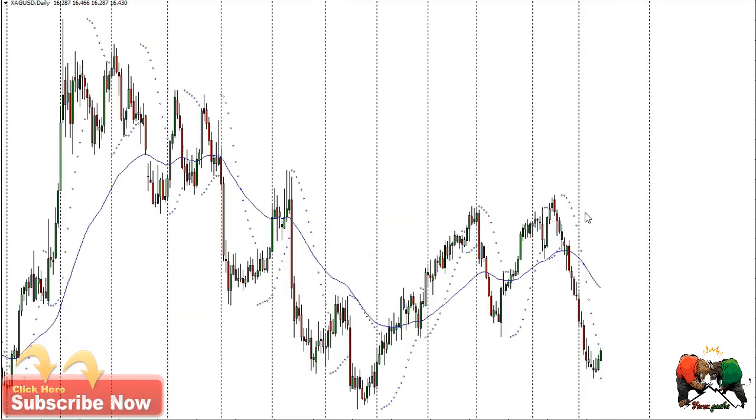So really nice trading system, pretty straightforward. You just put your stops on the other side of the dots. When the dots reverse, you jump out. If you do it the pure way, you just turn around and reverse the trade. But that, of course, is a little bit riskier.